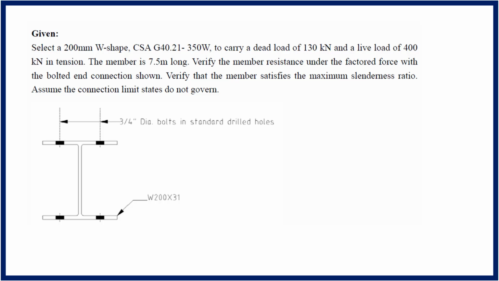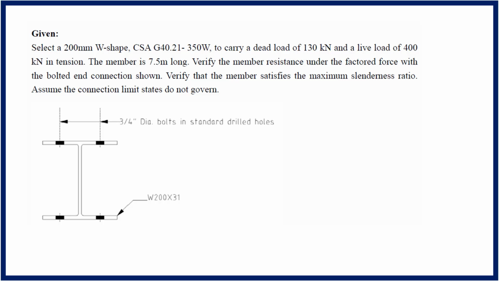The member will have a length of 7.5 meters. We will determine the member resistance under factored forces using the bolted end connection shown below and compare it to hand calculations. We will also verify if the member satisfies the maximum slenderness ratio. For this exercise we'll be using a W200 by 31 section from the Canadian Steel database.